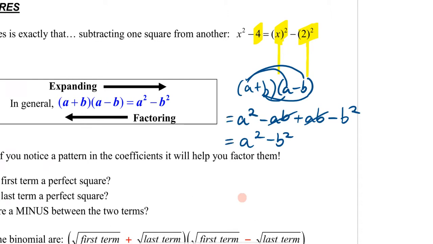And so going in reverse, you can take a difference of squares and write it as your two brackets, with the square root of the first term and the square root of the last term in each bracket.